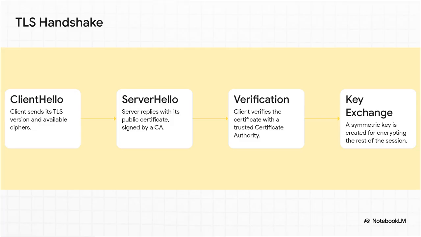It's kind of like a secret agent meeting. Your browser says hello, and the server shows its ID. That's its public certificate. Your browser then checks that ID with a trusted authority to make sure the server is who it claims to be. Once everyone's legit, they use that certificate to secretly agree on a brand new encryption key that only the two of them will use for this conversation.